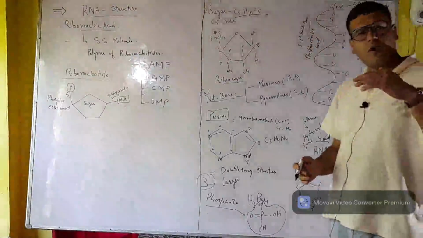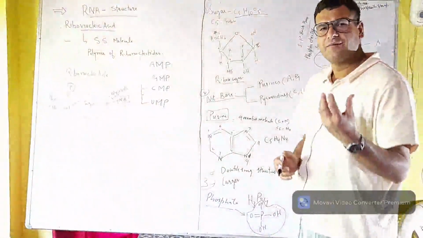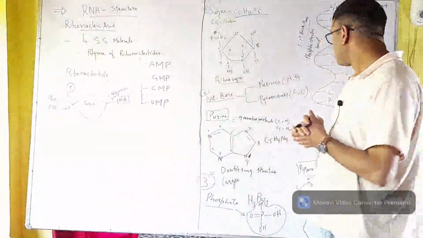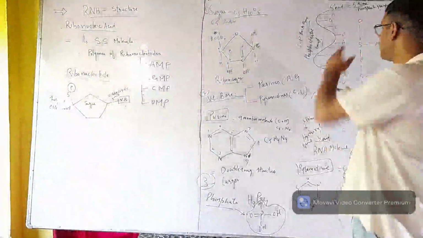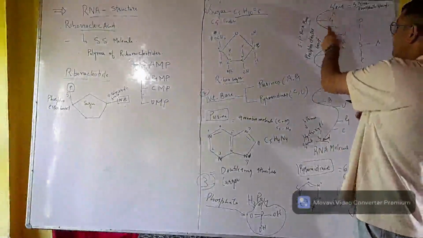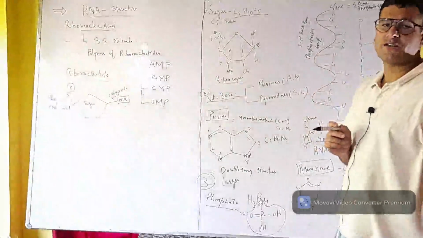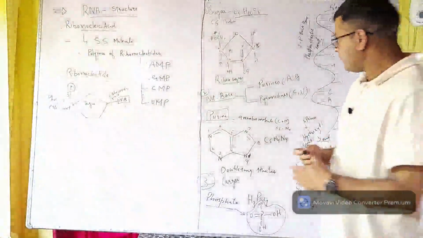So that means one ribonucleotide is joined to another ribonucleotide by means of a bond that is called phosphodiester bond. Then the nitrogenous base is joined to this sugar phosphate backbone by means of a bond that is called glycosidic bond.